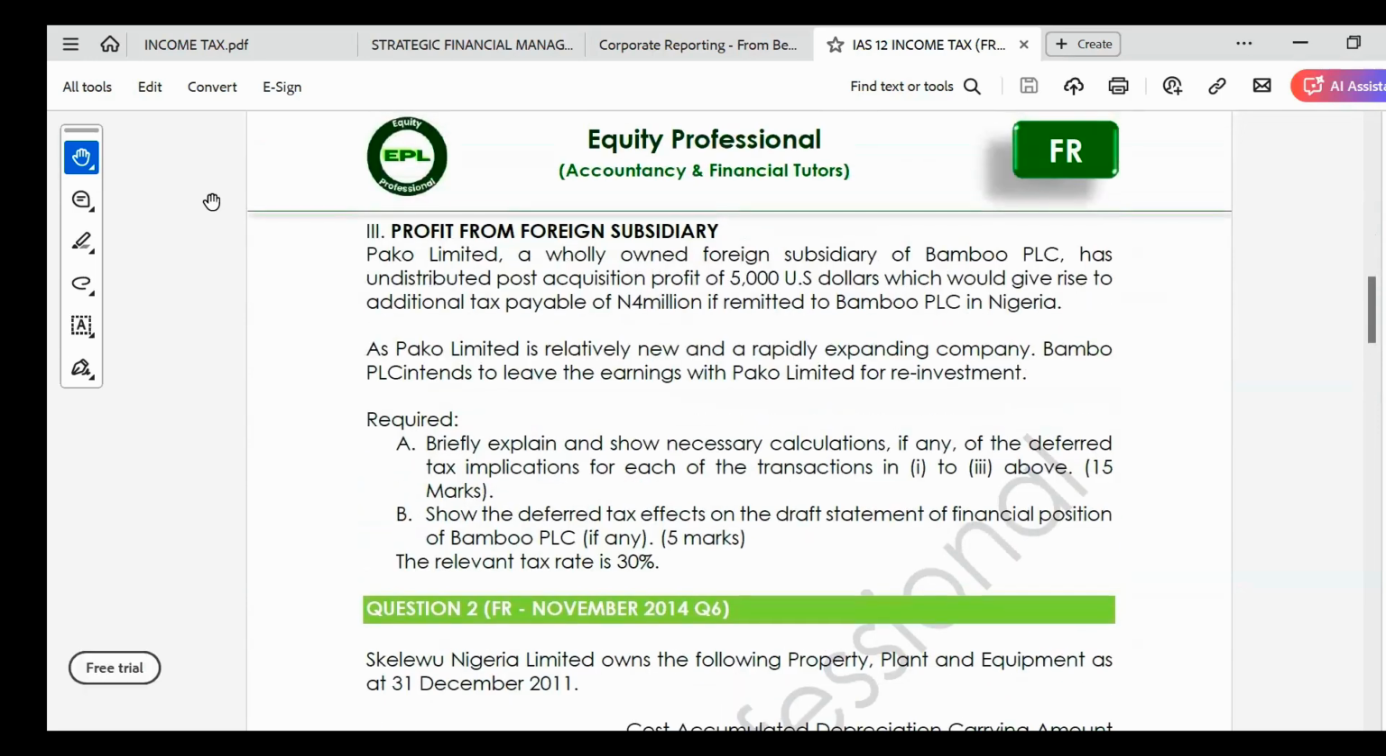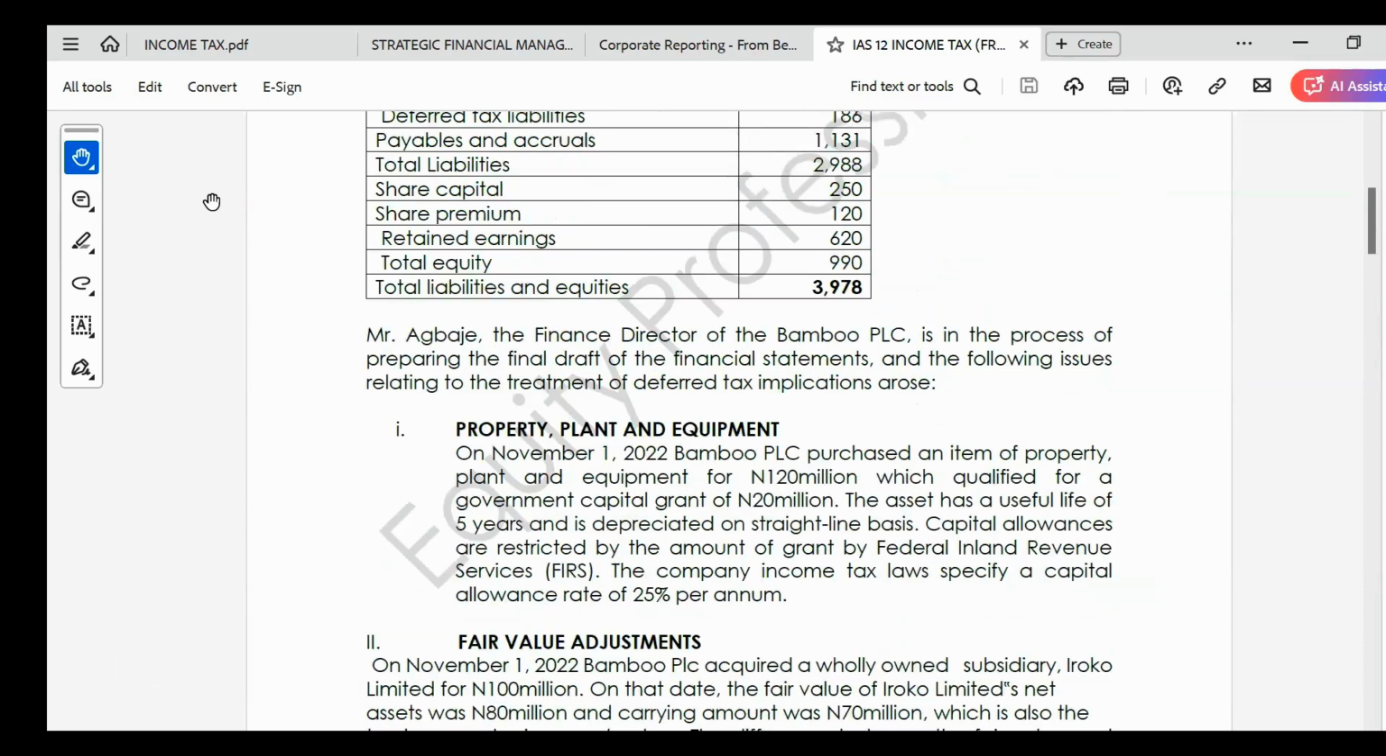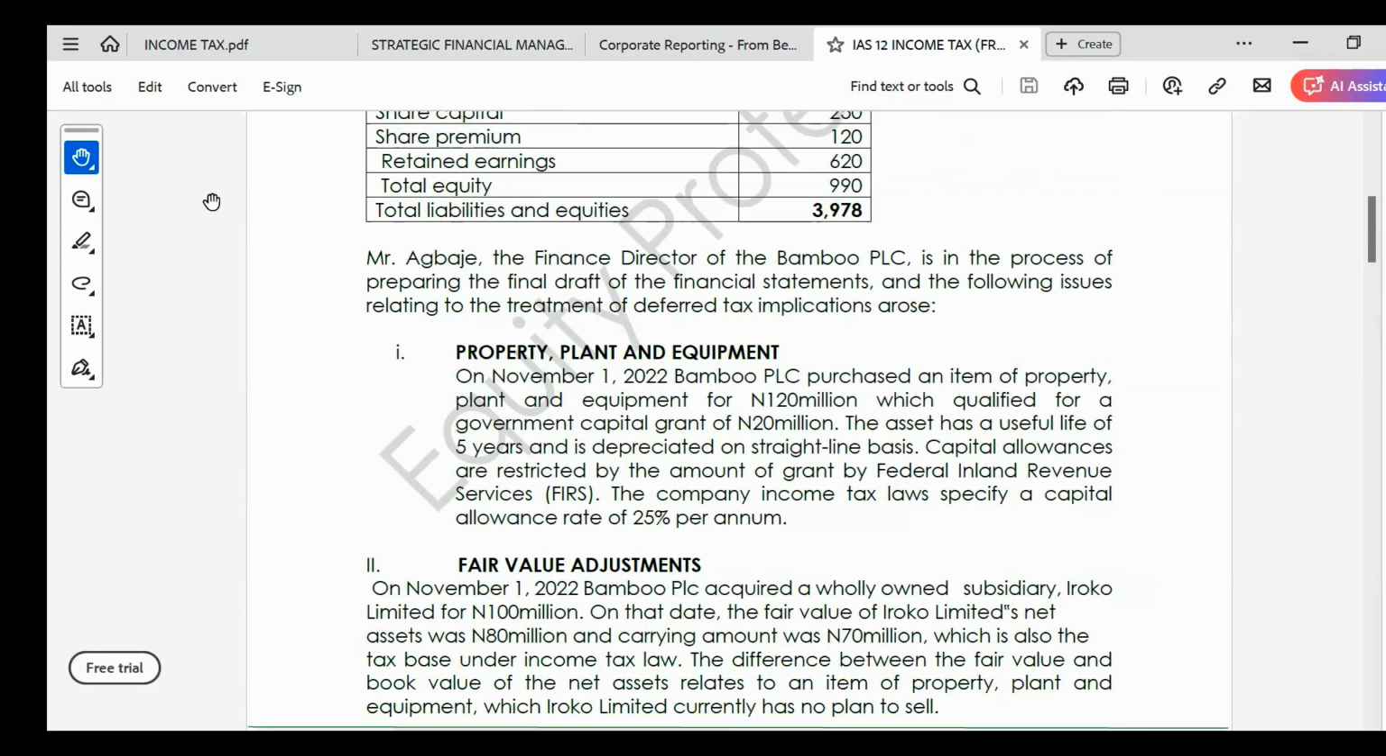Having read this, let me see what the requirement is. The requirement says we should briefly explain and show necessary calculations, if any, of the different tax implications for each of the transactions in I to III above, 15 marks. All right, meaning that I'm going to have to treat them apart from each other. I can consider this on a standalone basis. All right, let's look at this all over again.